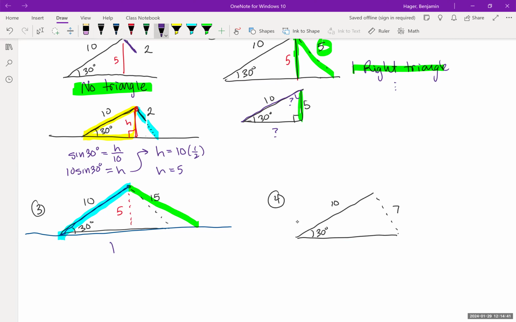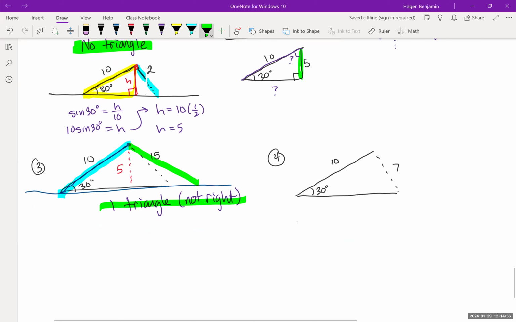We have one triangle, but it's not a right triangle. So to solve this triangle, we would have to use law of sines. Maybe we'll need law of cosines. Sometimes you need both, but we can use law of sines and we could dig out the missing pieces. We cannot use SOHCAHTOA because we do not have a right triangle.